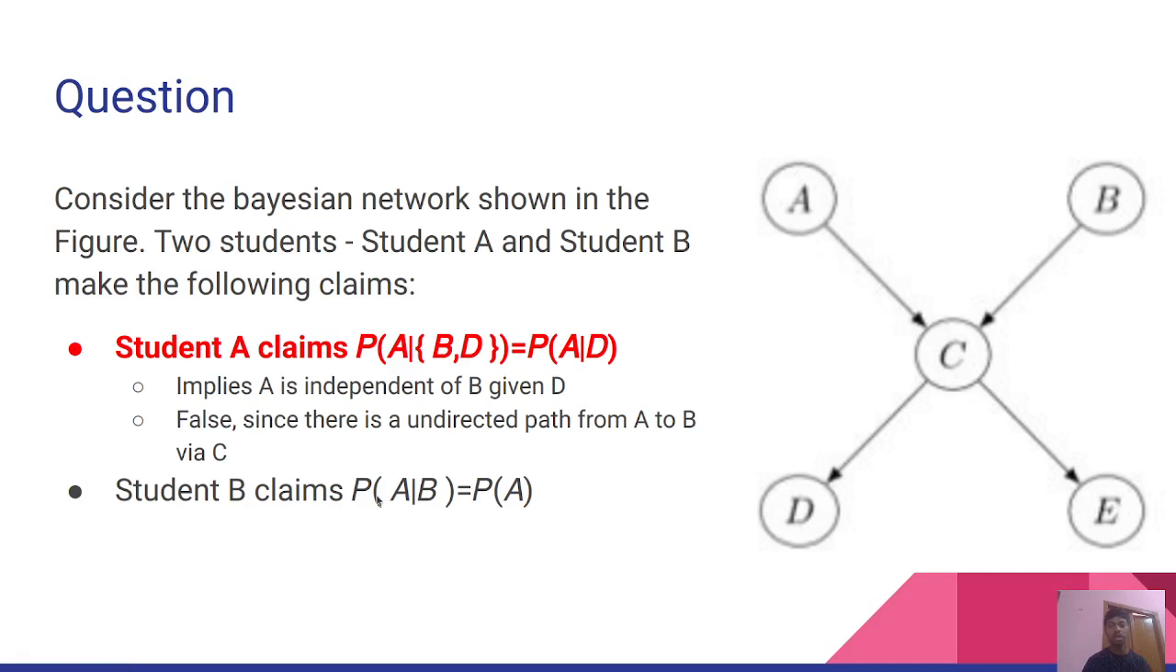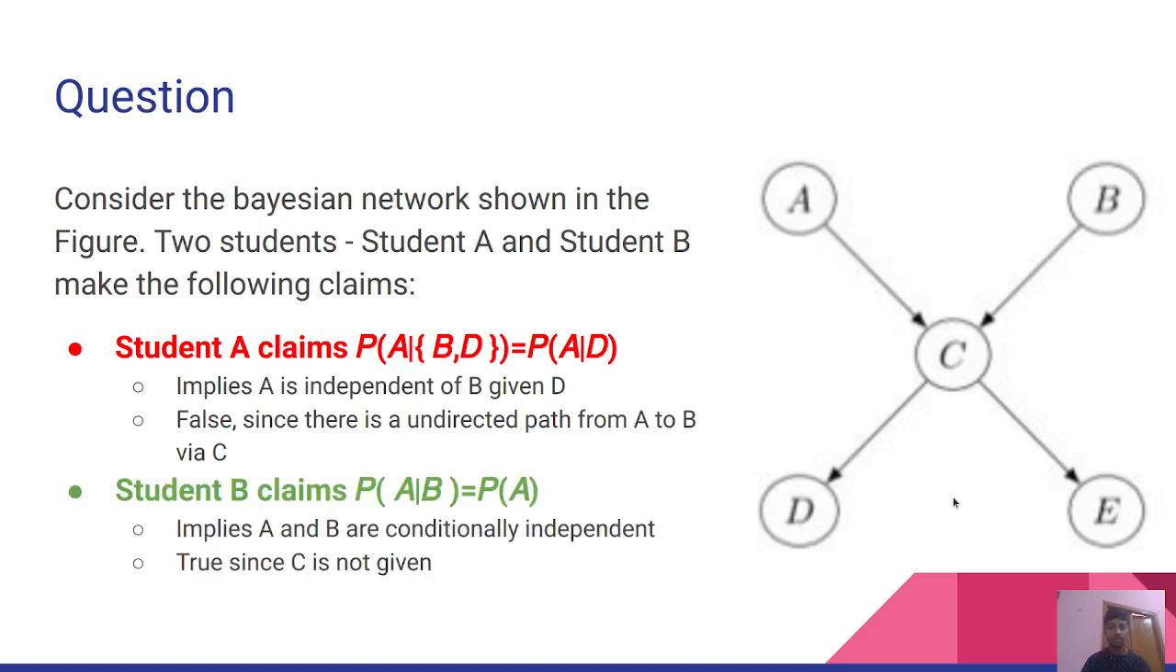Another claim is that P of A given B equals P of A. So here we don't know C, we don't know D, we don't know any of those. Just P of A given B equals P of A. That means A is independent of B. So is it correct, given we don't know anything? No, that is also false. Not really.